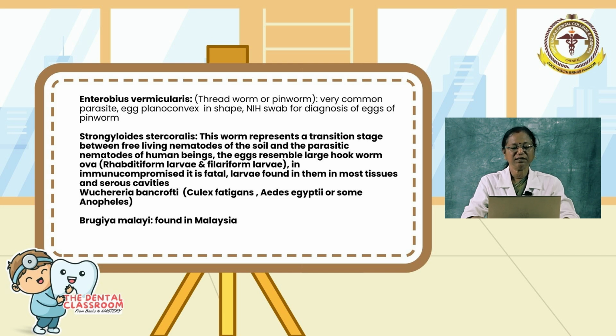The important other nematodes are Wuchereria bancrofti, which is mainly transmitted through the mosquito and causes elephantiasis. The main mosquito which transmits this disease in our country is Culex fatigans, but other mosquitoes like Aedes aegypti and Anopheles also can be vectors of this nematode parasite, Wuchereria bancrofti. The next one is Brugia malayi. This also resembles Wuchereria bancrofti, but mainly it is seen in Malaysia.